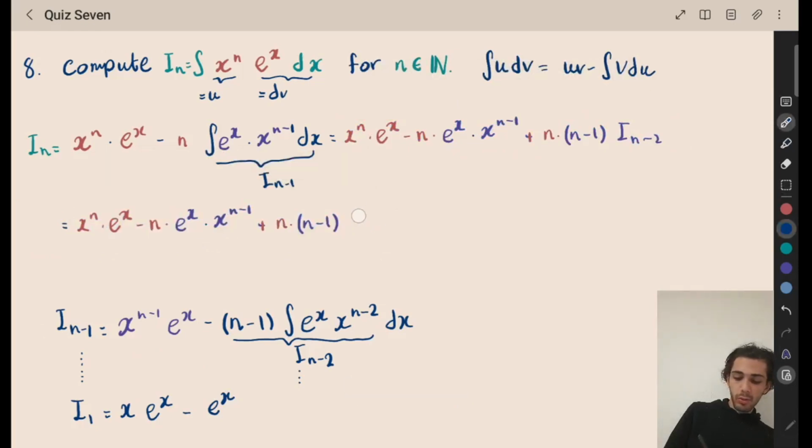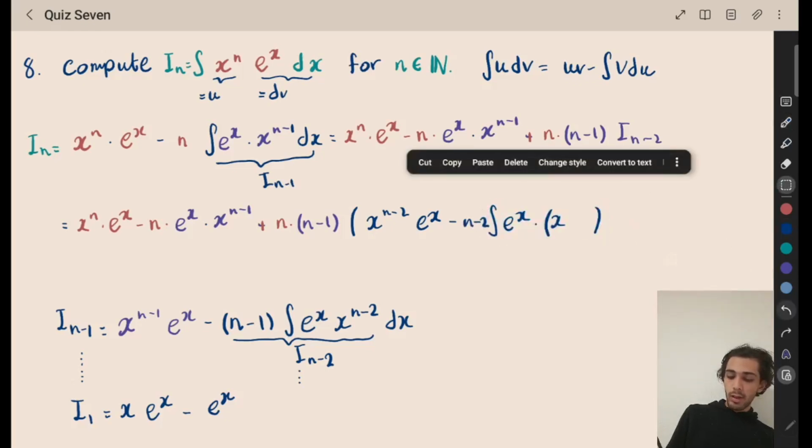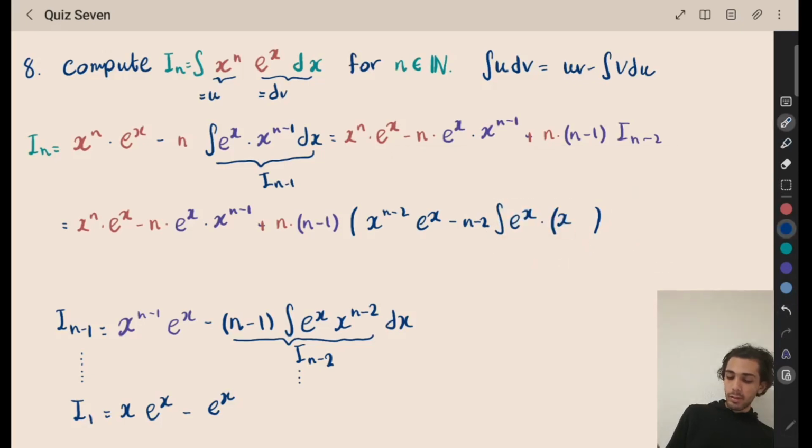what is I n minus 2? It is the integral of x to the n minus 2 e to the x dx, as we've just said. But that is just going to be x to the n minus 2 e to the x minus the integral of e to the x times the derivative of x to the n minus 2, which will always be n minus 2, e to the x, and then you have x to the n minus 3 dx.